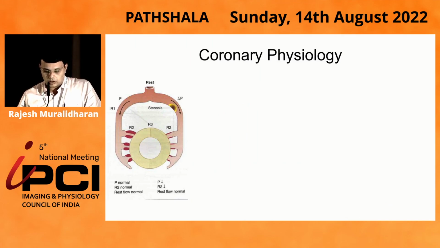In a normal coronary artery without any stenosis, the coronary perfusion pressure is the aortic pressure. R1, or the first level of resistance, is minimal. At the second level, the resistance is normal and the resting flow is maintained. When this coronary artery picks up a block or a stenosis, there is a decrease in the perfusion pressure, as can be seen here. The level 2 of resistance decreases, and that helps to maintain the coronary blood flow.